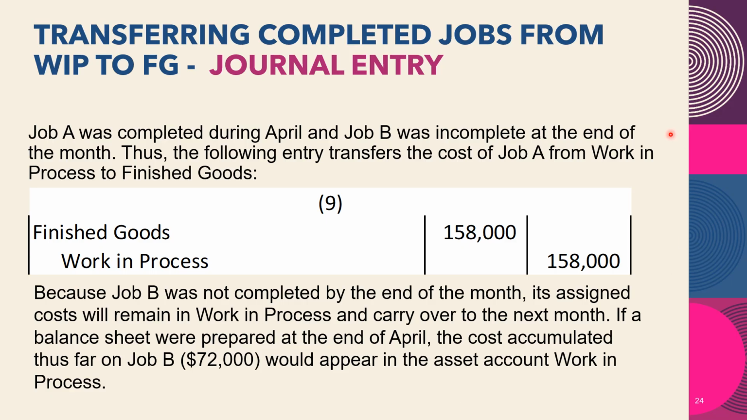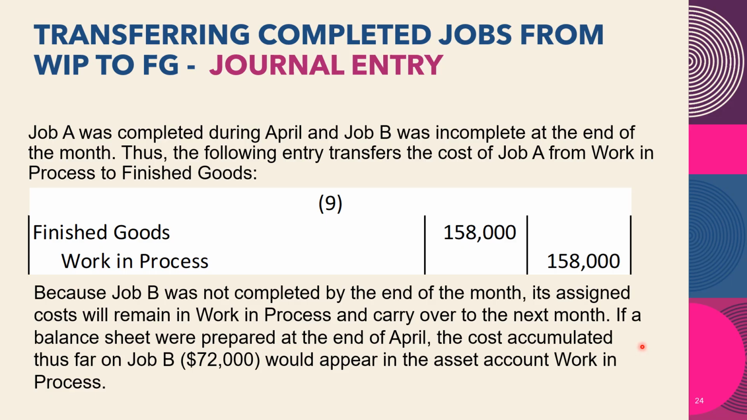Job A was completed during April and Job B was incomplete at the end of the month. Thus, the following entry transfers the cost of Job A from work in process to finished goods. You debit finished goods and you credit work in process by $158,000. Because Job B was not completed by the end of the month, its assigned costs will remain in work in process and carry over to the next month.